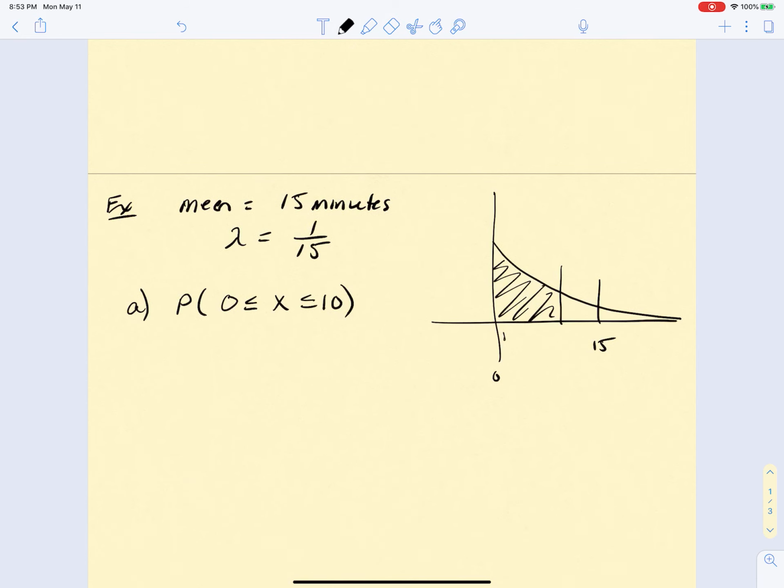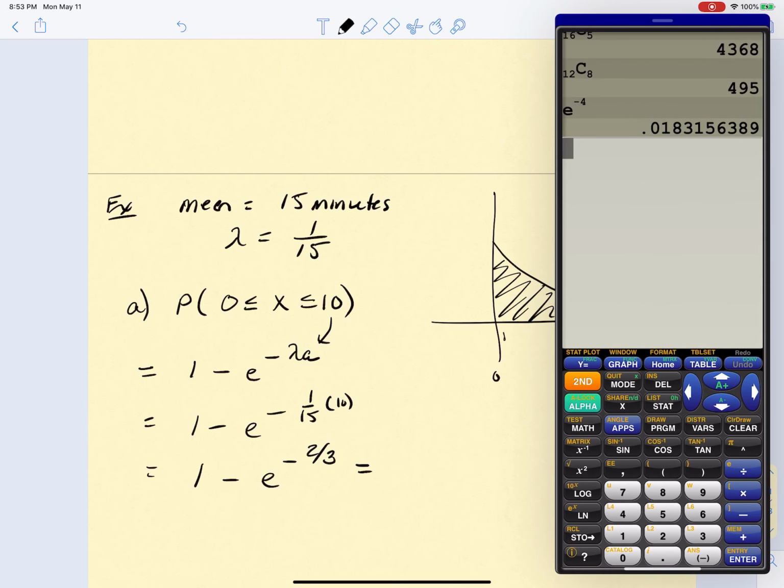Now, according to our formula, this is 1 minus e to the negative lambda a. And we already know that lambda is 1 over 15, and here, a is 10. And we could simplify this if we really wanted to. This is really 1 minus e to the negative 2/3.